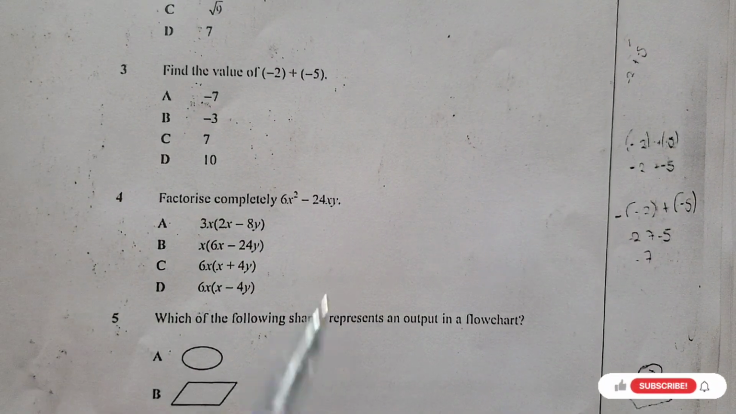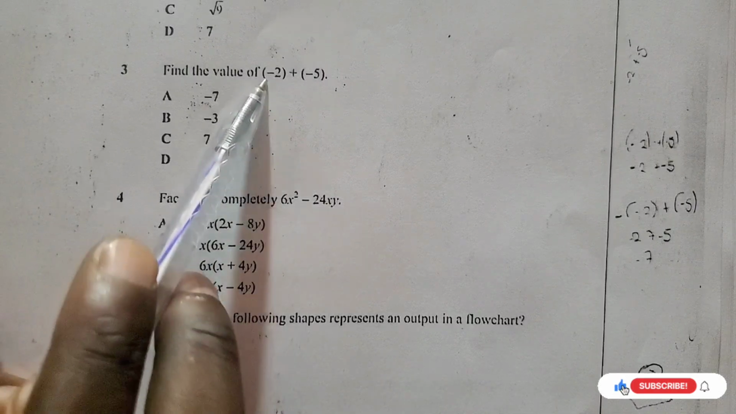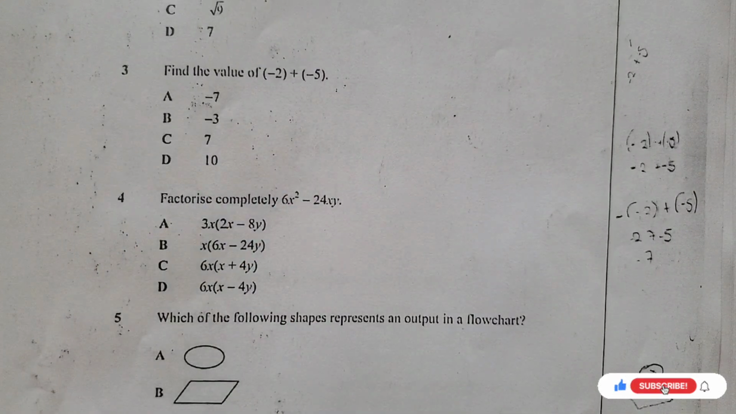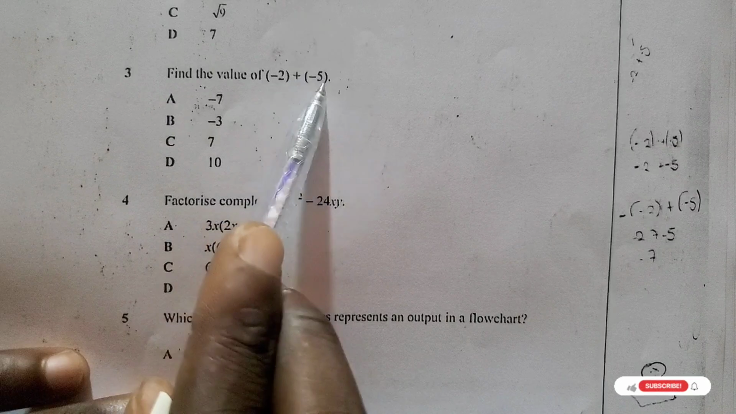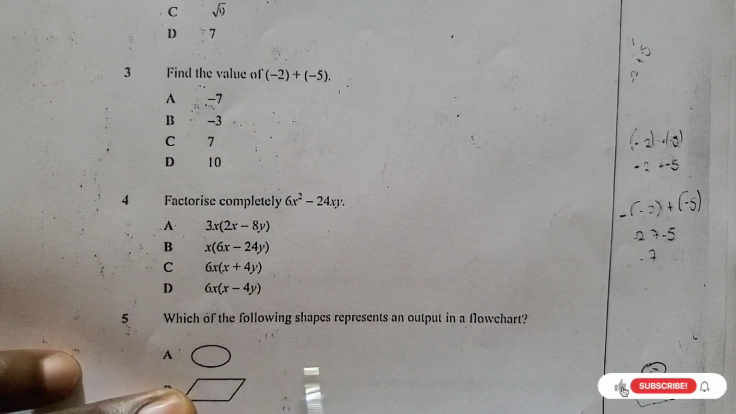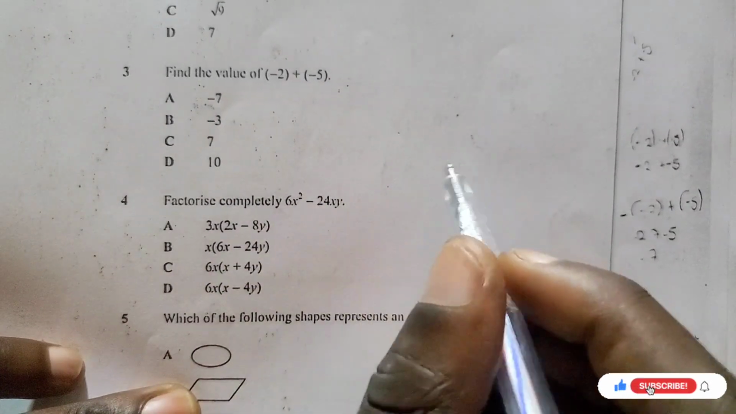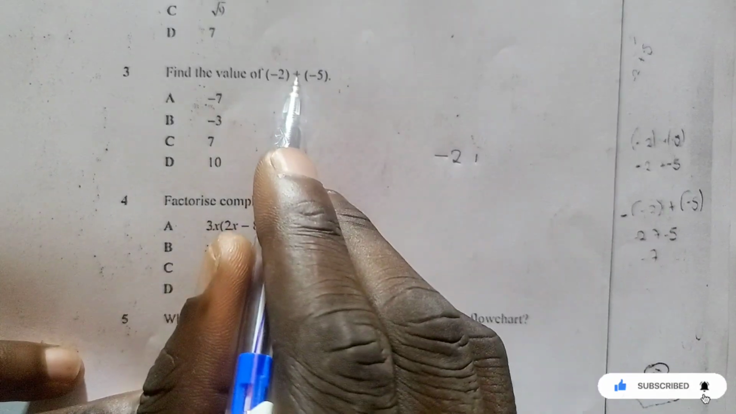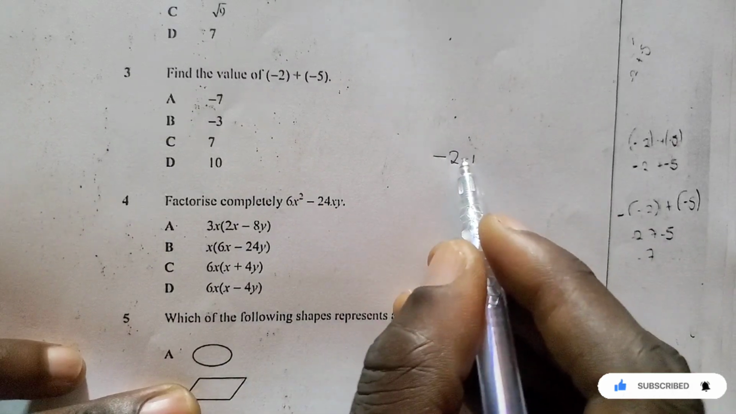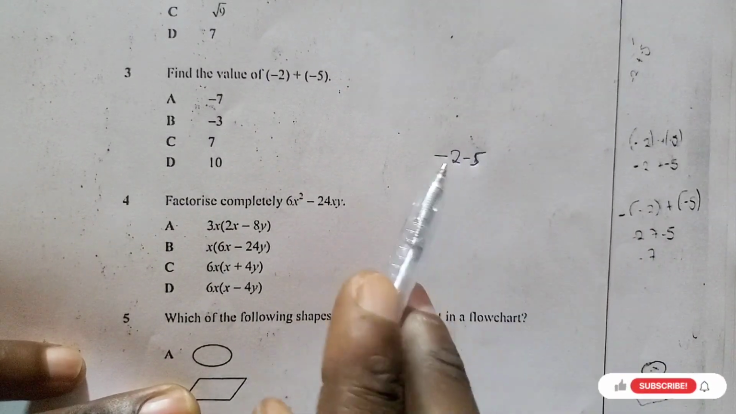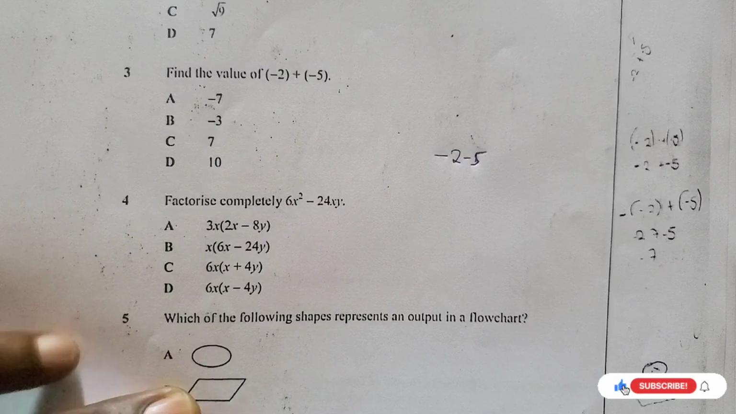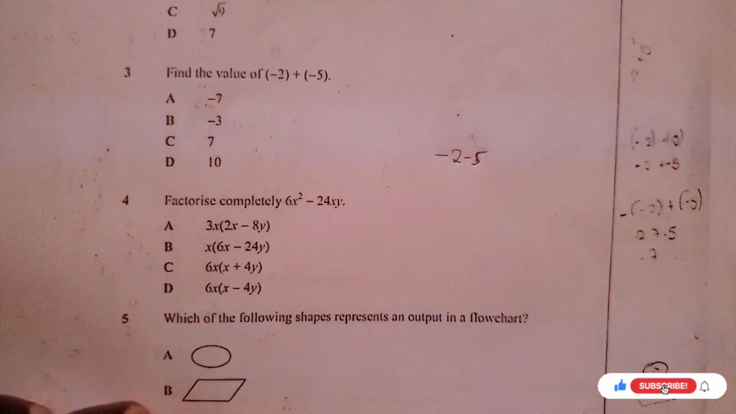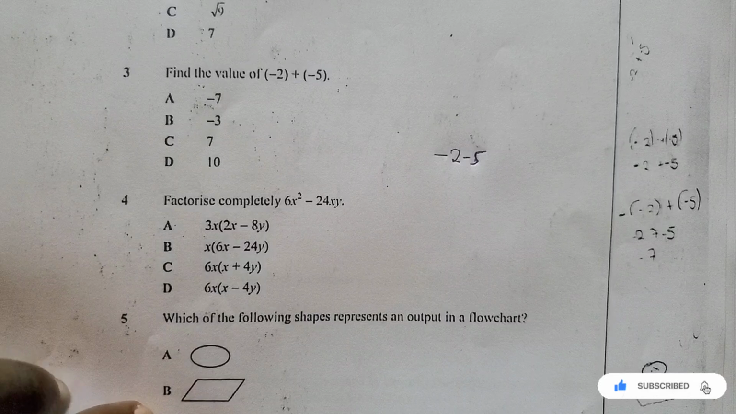Question 3. Find the value of -2 plus -5. This is super simple, my good friends. Check. The two numbers here are both negative. Now what you do is you just write here -2, positive plus negative, it is what? Negative. So it becomes -5. Now you have -2 and -5. Okay, how can you solve this without using a number line?